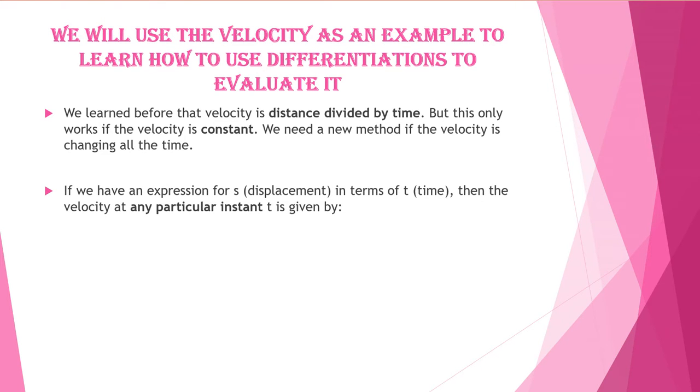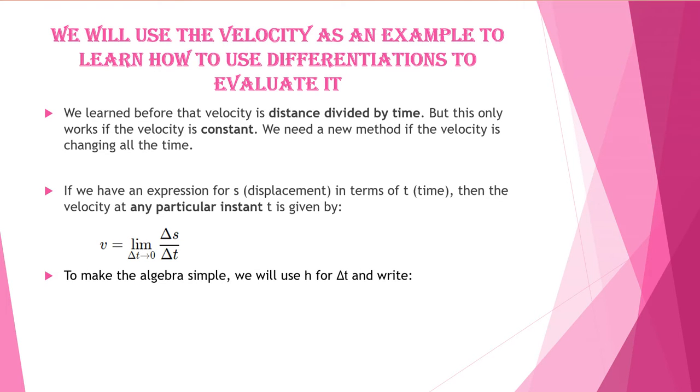If we have an expression for s, which is the displacement, in terms of t, which is the time, then the velocity at any particular instant t is given by this equation: v equal to the limit of the change in s over the change in t, when the change in t approaches 0. To make the algebra simple, we will use h for delta t, the change in t, and write it like that. V, velocity, equal to the limit of f of t plus h minus f of t over h when h approaches 0.